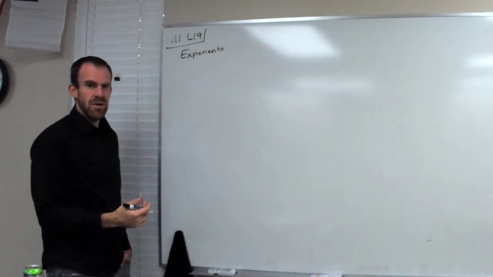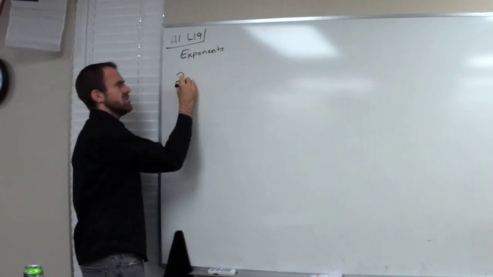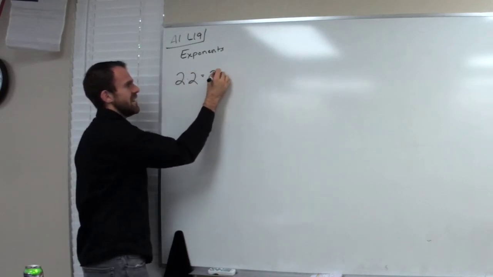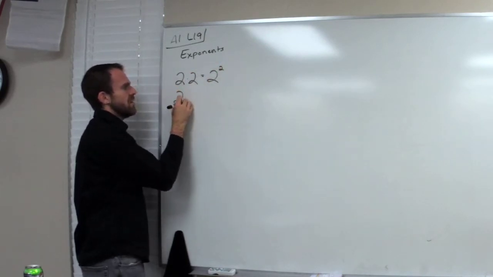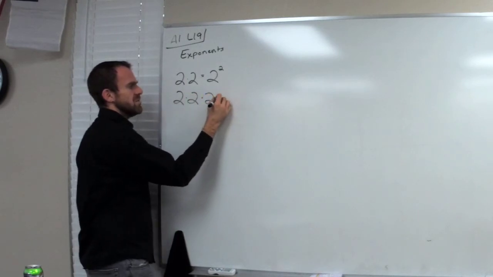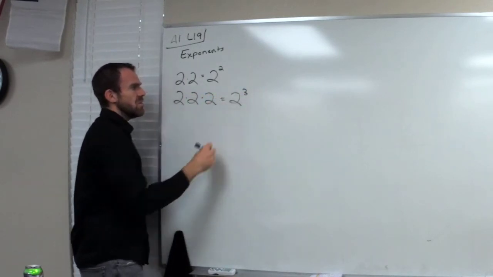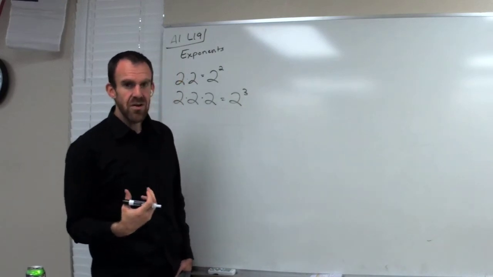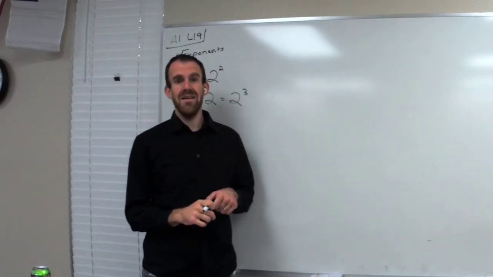So what is an exponent? Well, if I have 2 times 2, so the same number multiplied by itself, I can say that that is 2 squared. If I have 2 times 2 times 2, that would be 2 cubed. The exponent says that I'm repeating that same thing over and over and over again.